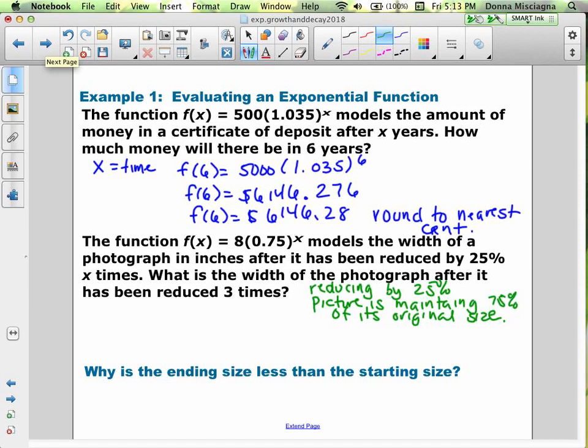This one is also in your notes, so just add that, because later on we'll be writing equations, and if you make the base incorrect, everything you do with that equation is going to be incorrect. So the function f of x is equal to 8 times 0.75 to the x power is our equation, and we want to reduce it 3 times. In this case, x is the number of times it's been reduced.